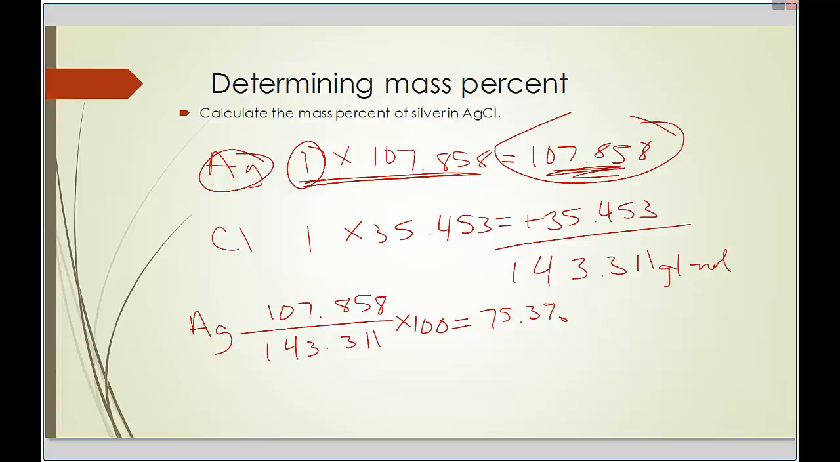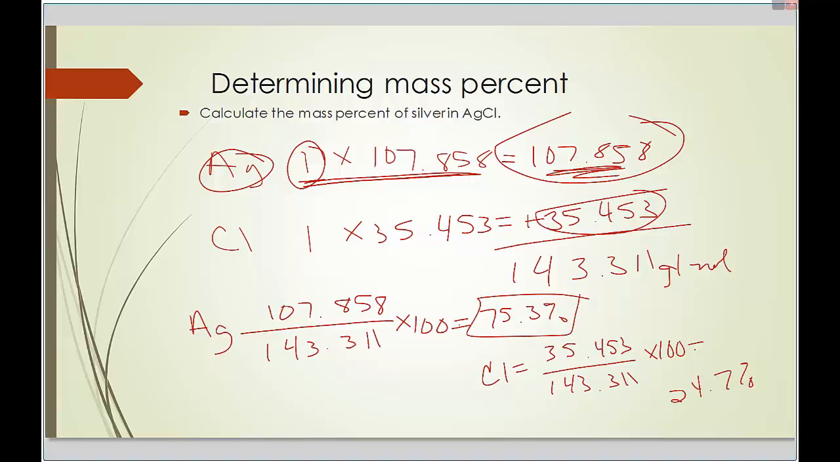Then we're going to do the same thing with chlorine. So we'll take the mass that chlorine contributes and divide it by 143.311 times 100. And that comes out to be 24.7%. So the mass percent of this, the silver is 75.3, the chlorine is 24.7. Make sure you answer the question being asked. It's specifically asking about silver. And that's how you do empirical formulas and mass percents.